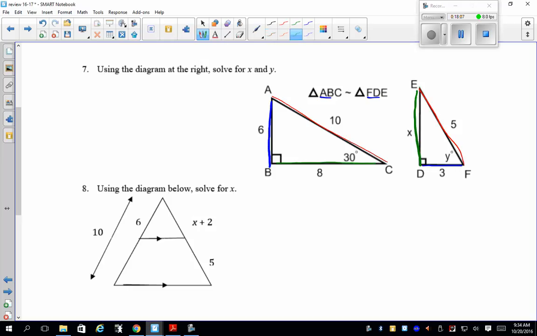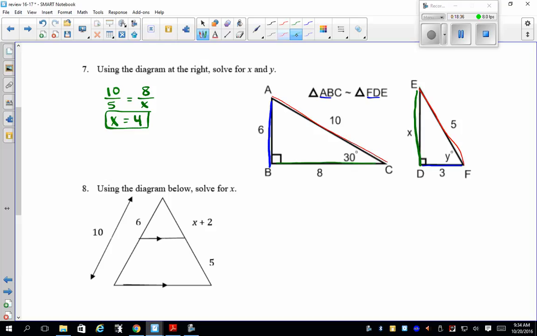So I'm going to do 10 over 5 equals 8 over x. And I'm going to cross multiply and solve, or you could just recognize that the bigger triangle is twice as big as the smaller triangle because 10 is 2 times 5. So x has to be 4 because 8 is 2 times 4.